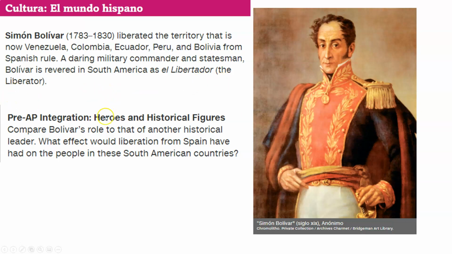Why is he so important? So think of his role as that of another historical leader. He's actually kind of like the General George Washington of the Spanish-speaking world. But instead of just liberating one country, the United States, he liberated 5: Venezuela, Colombia, Ecuador, Peru, and Bolivia, which is incredible, all from the rule of Imperial Spain. So he's well revered. They even have money named after him, one of the most important figures in the Spanish-speaking world.